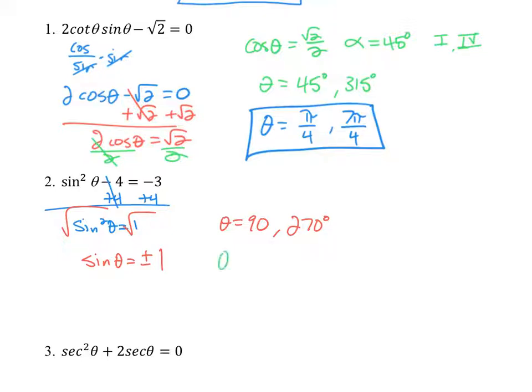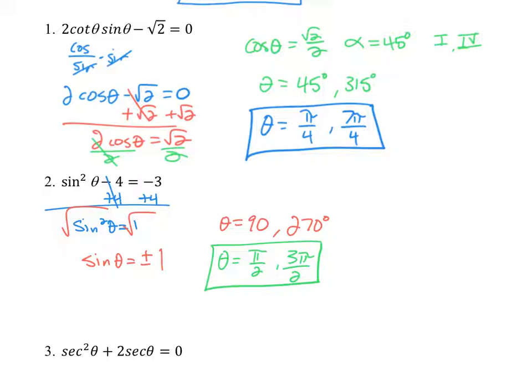And now in terms of radians, we want pi over 2. 90 degrees is pi over 2. And 270 is 3 of those 90 degree angles, 3 pi over 2. So we have pi over 2 and 3 pi over 2 as our radian answer for the angle theta in that equation.